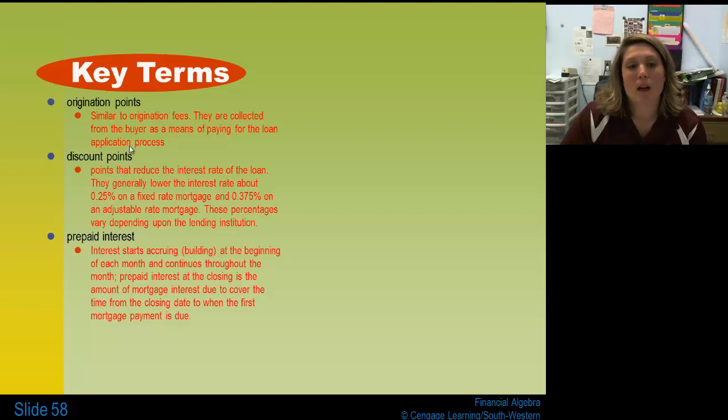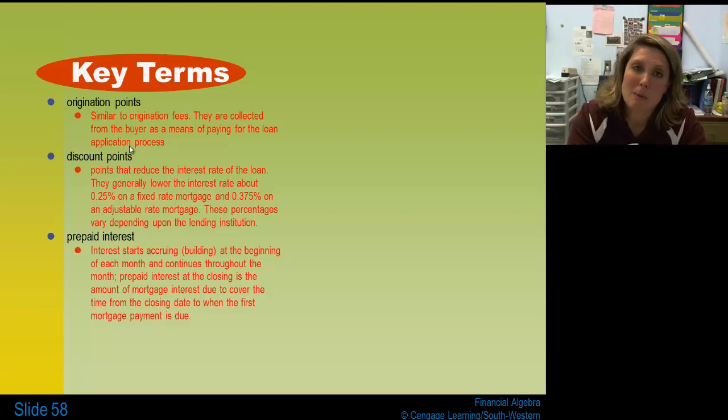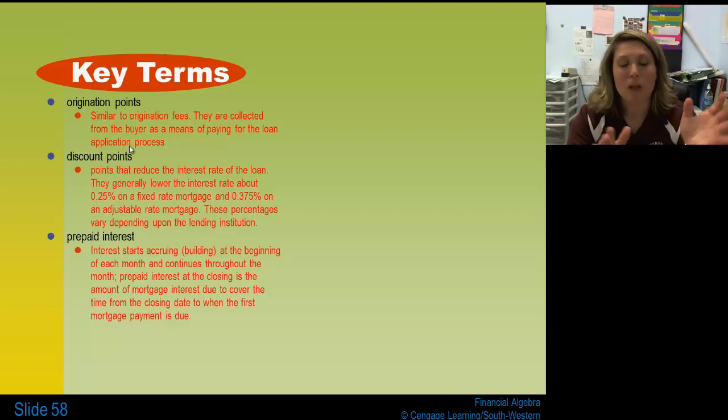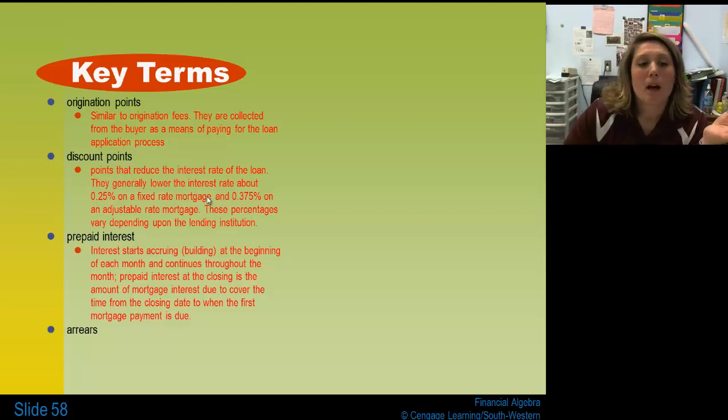Prepaid interest. Interest starts accruing or building up at the beginning of each month and continues throughout the month. Prepaid interest at the closing is the amount of mortgage interest due to cover the time from the closing date to when the first mortgage payment is due. So if you close on your house on April 14th, you have to be responsible for the interest from April 14th until when your mortgage is due the next month. So you're always really a month behind with your mortgage.